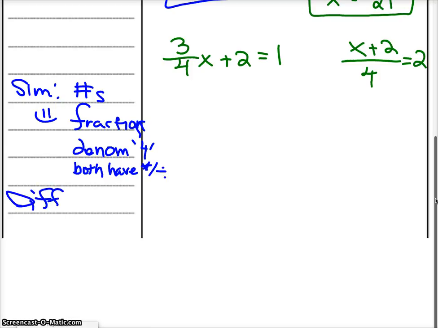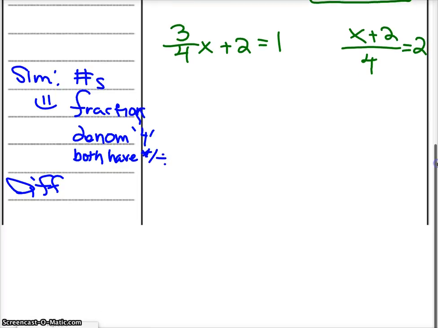This is the biggie. You need to be able to tell the difference. What's different about these? Noah? The layout of them. The layout. Describe that. I think you're right where I want you to be. The layout looks different. So what do you mean? The one on the right has x plus 2 over 4. Yep. And the one on the left has 3x. Or, I mean, 3/4 x.